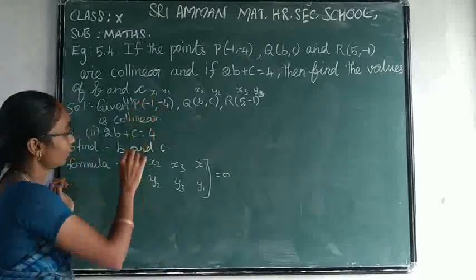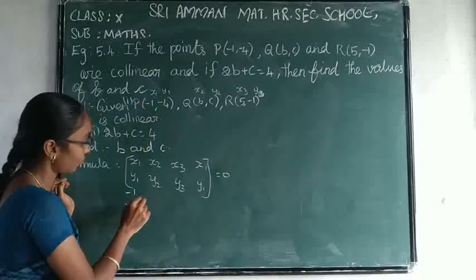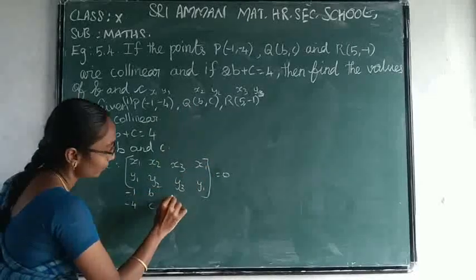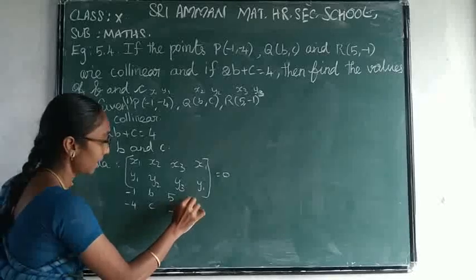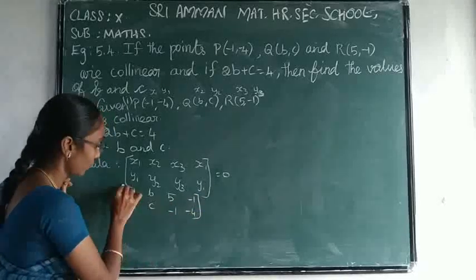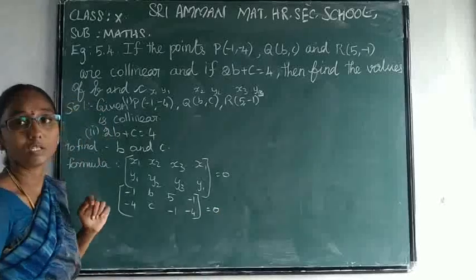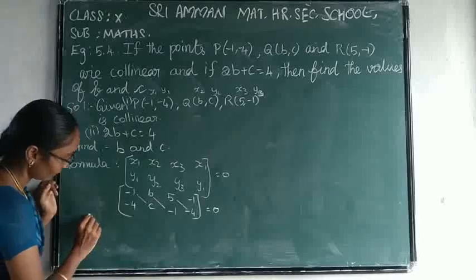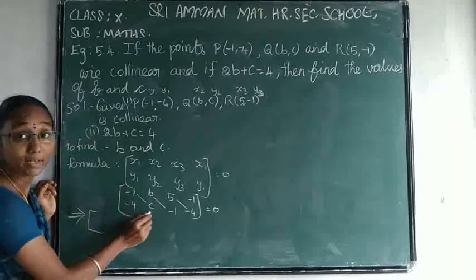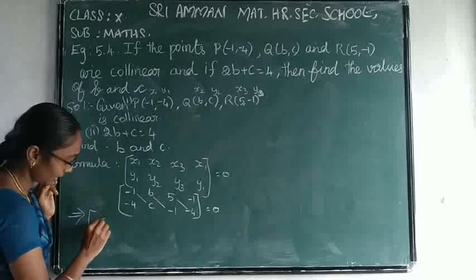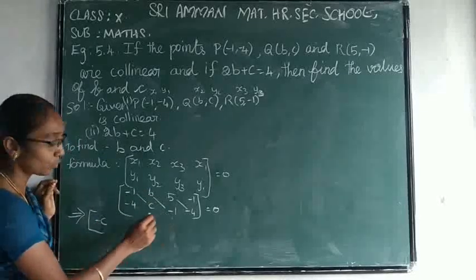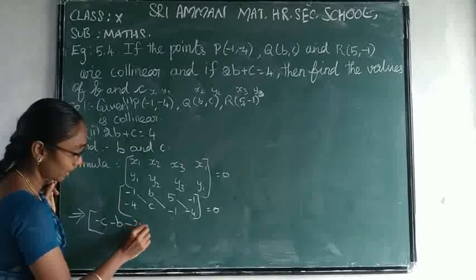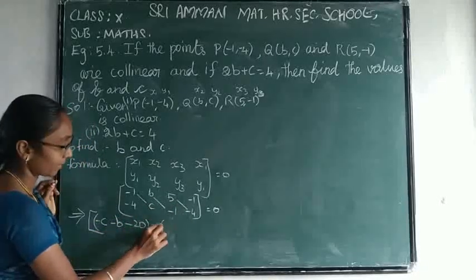Substitute x1, y1 as minus 1, minus 4; x2, y2 as b, c; x3, y3 as 5, minus 1; again minus 1, minus 4, equal to 0. Okay, first down arrow: minus 1 into c, minus c. Minus 1 into b into minus 1, minus b. 5 into minus 4, minus 20. Minus, up arrow.